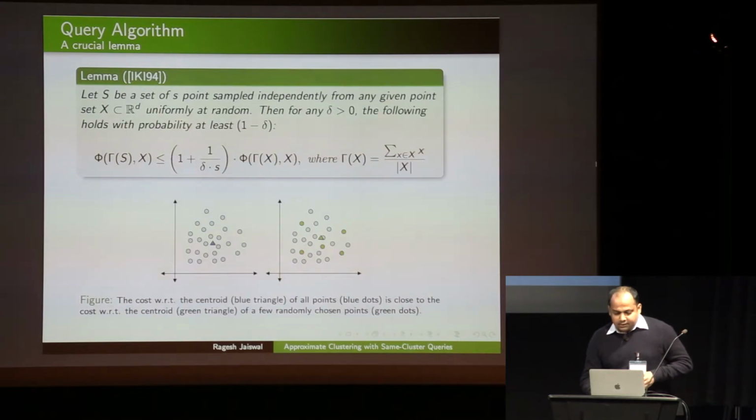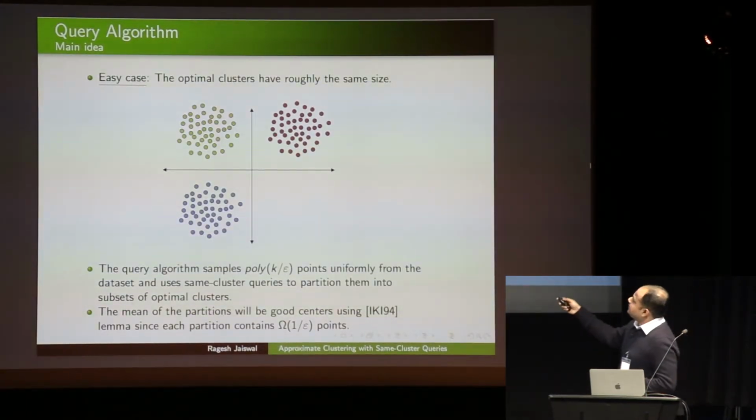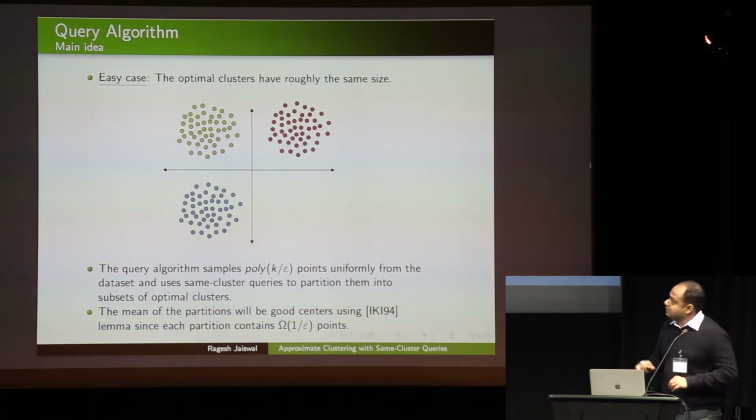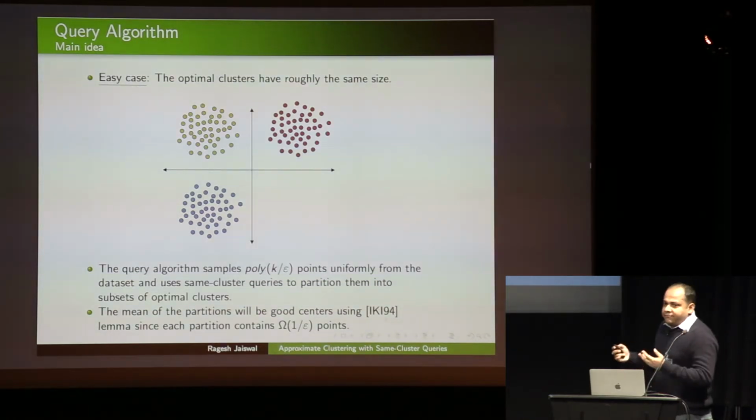Okay, so let's try to get a query algorithm just using this lemma. In fact, we can try to do that immediately. Let's look at a simple easy case. The easy case is that the optimal clusters have roughly the same size, so they are sort of balanced in some sense. Look at this situation where you have 3 clusters and they are balanced, with roughly equal numbers of points. Then can we come up with a query algorithm?